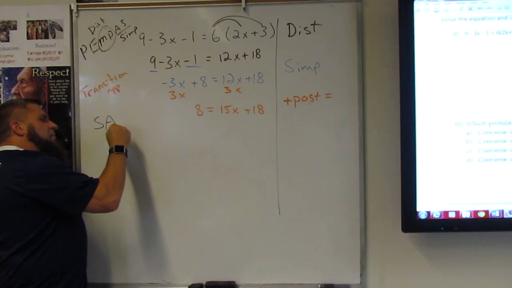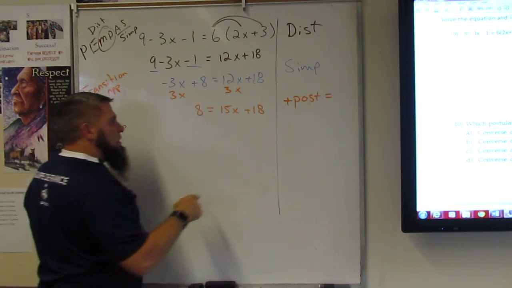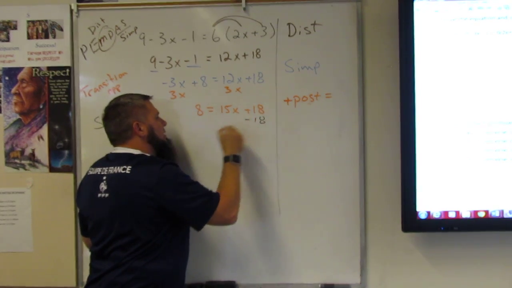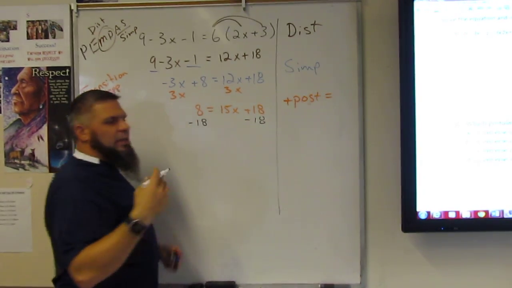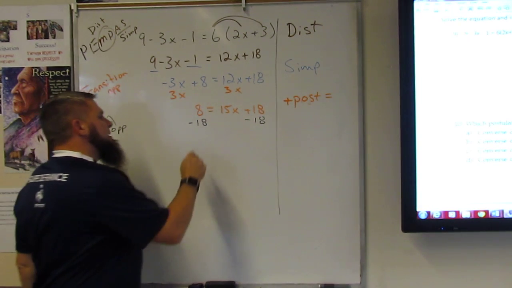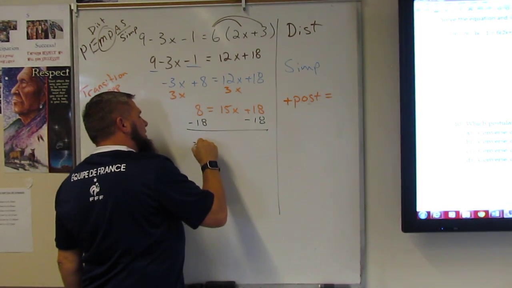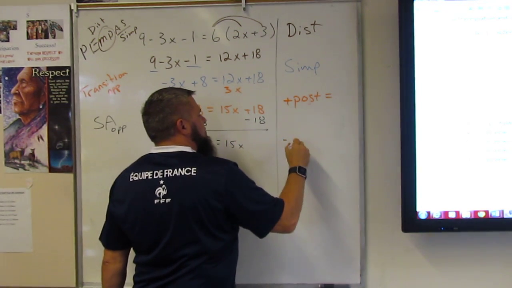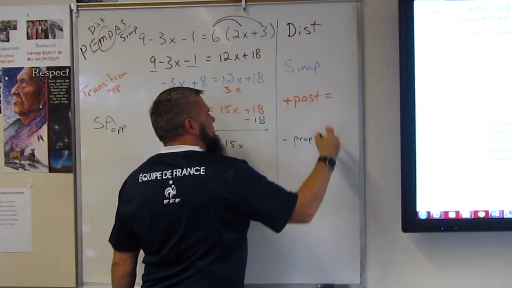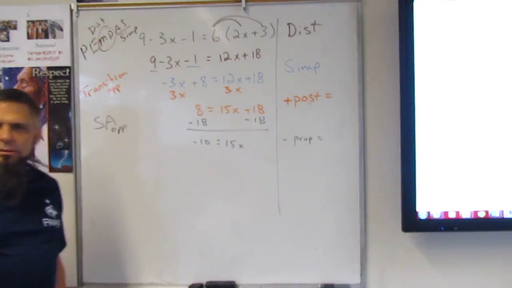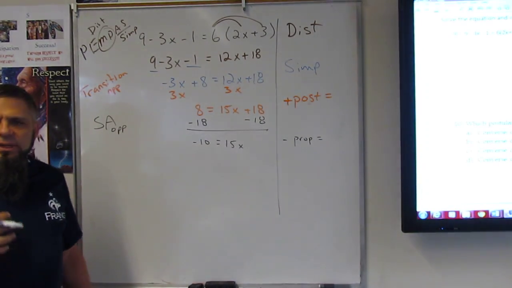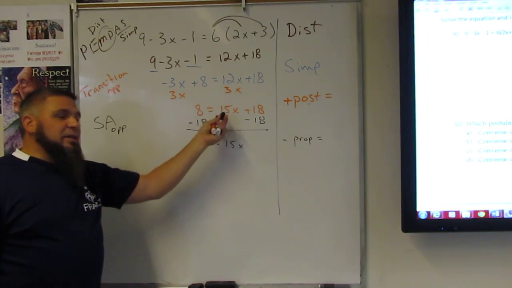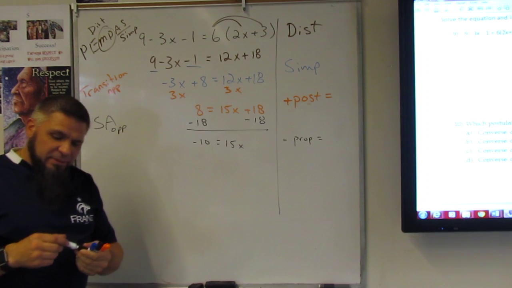Subtraction, addition, opposite. So whatever it's adding or subtracting, I'm going to do the opposite. So minus 18, minus 18. And because I did it to both sides, in geometry, that's going to be subtraction property or postulate of equality. Because I subtracted from both sides. If I add to both sides, I'm going to do addition. If I subtract from both sides, I'm going to do subtraction.